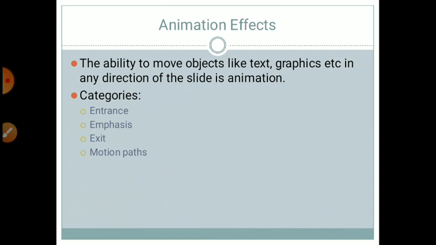Animation effect is the ability to move objects like text, graphics, charts, logos, etc. in any direction on the slides. Basically, an animation is a visual effect added to objects on a slide or to the slide as a whole. Animation is quite beneficial when we wish to focus on an important point. Adding animations to a presentation offers the following benefits. It provides visual interest.